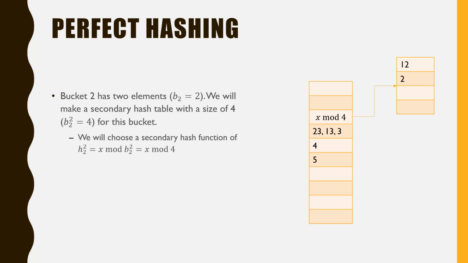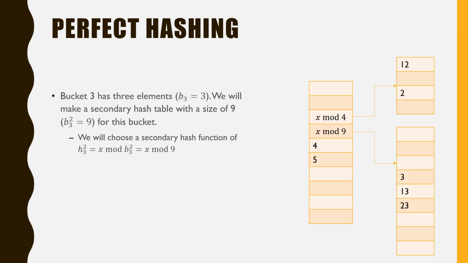Note that in real cases, we might still have collisions in the secondary hash table. If it happens, we need to choose another secondary hash function until we find one that is collision-free. Later in this video, we will prove that the number of such trials is expected to be a constant.